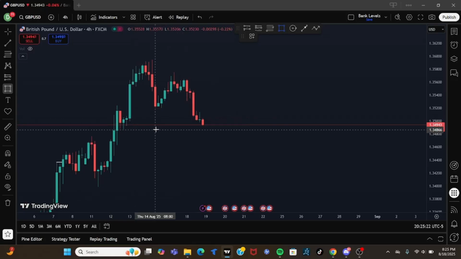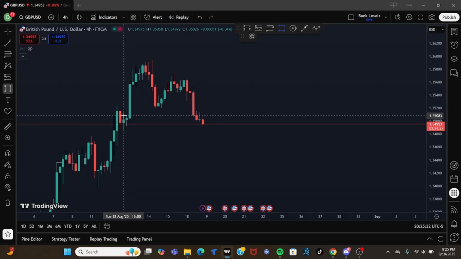But you want to focus on the first candle before the major move that left a gap. So this left a gap. I would draw my zone right here. I would start at the top of this candle to the bottom and I would just drag it right.